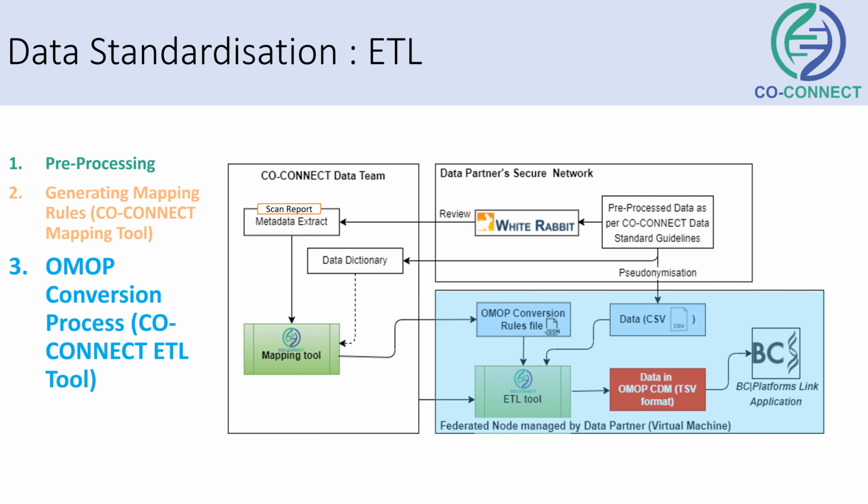As the last step of the data standardization, the data partner will run the CO-CONNECT tool's Python package, which will extract pseudonymized data and transform it into OMOP, guided by the mapping JSON file, and load it into BC-Link application. In this presentation, we'll look into this section of the data standardization in detail.